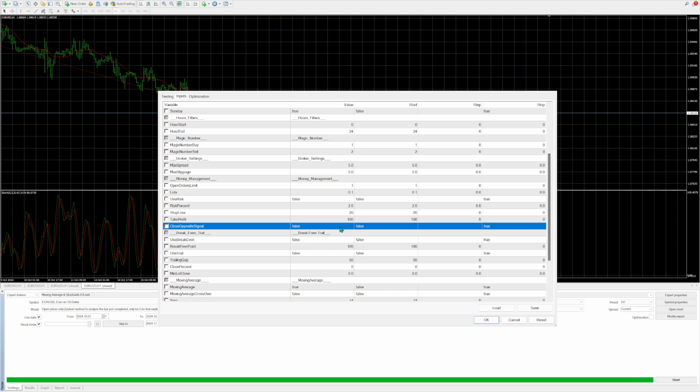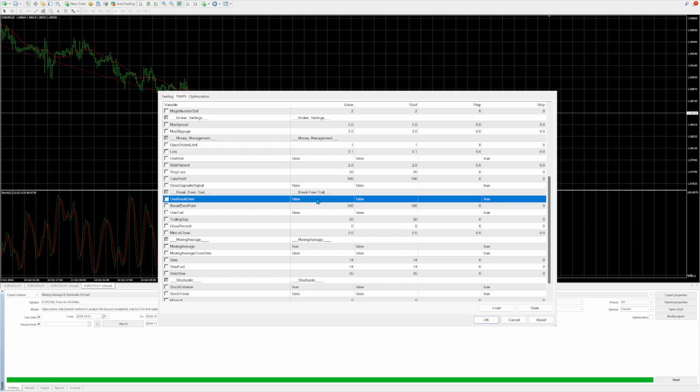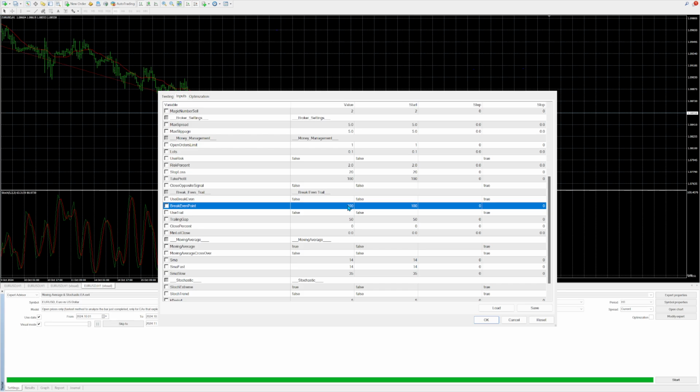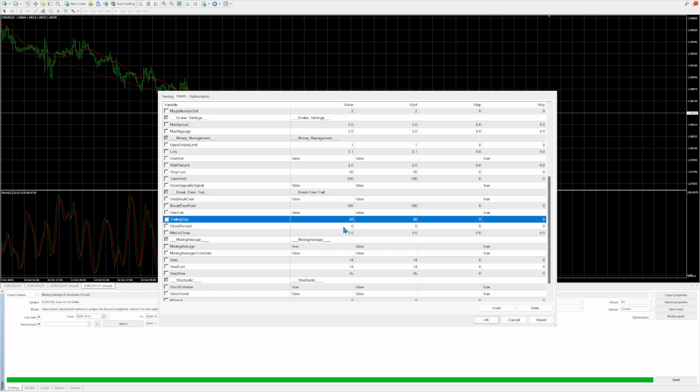Close on opposite signal. This means that if there is a signal in the opposite direction to an open trade, the EA will close the open trade. Break even and trailing stop. So you can set the EA to use a break even, which means that the stop loss will be moved to the break even point once this value in pips is reached. Okay, so in this instance, once the profit reaches 100 pips, the EA will move the stop loss to break even. And trailing stop, you have the option to keep moving the trailing stop as price moves in your favor by the distance, again in pips, of the trailing gap.